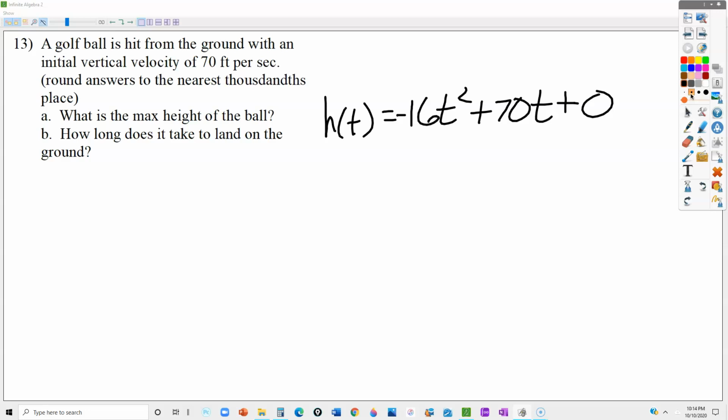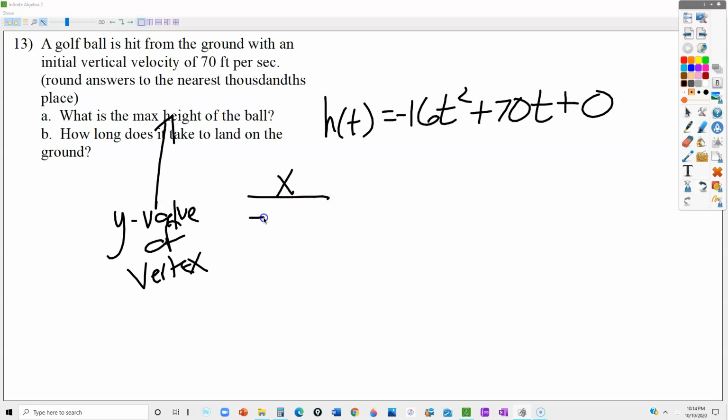All right, so they ask for the maximum height of the ball. Well, when it comes to quadratics, you guys, the max height is the vertex of the parabola. So when they're asking for the maximum height, what they're really asking for is the y value of the vertex, which we discussed how to find in an earlier problem in the study guide. The first thing you have to do is find the x value, and you find that by doing your negative b over 2a.